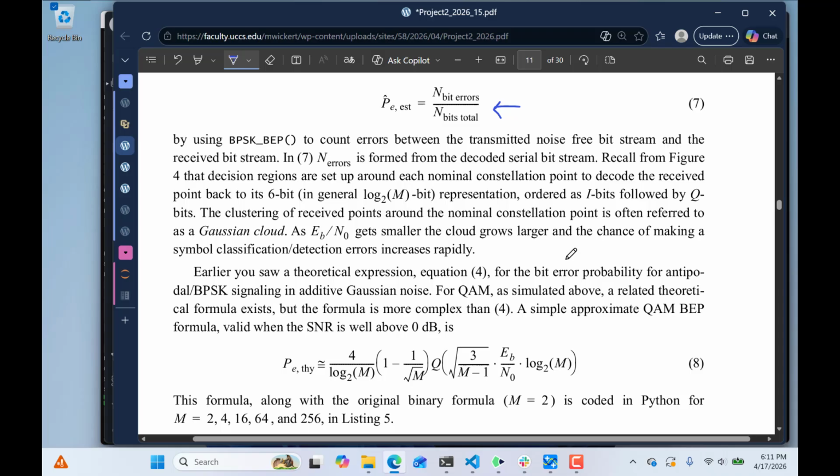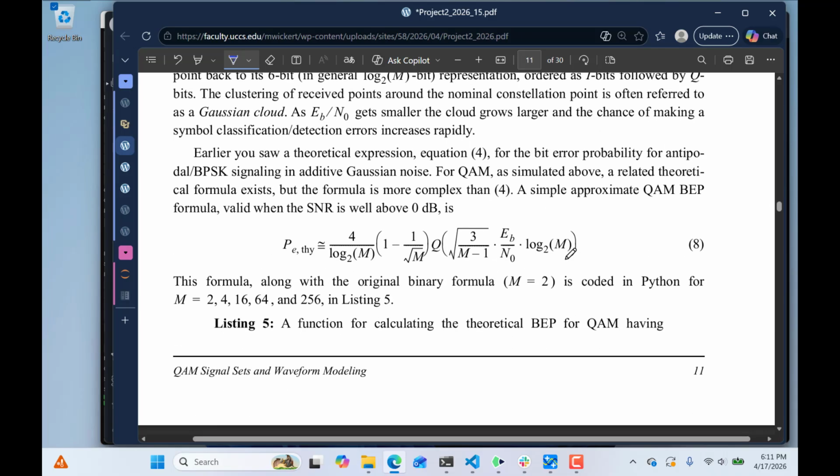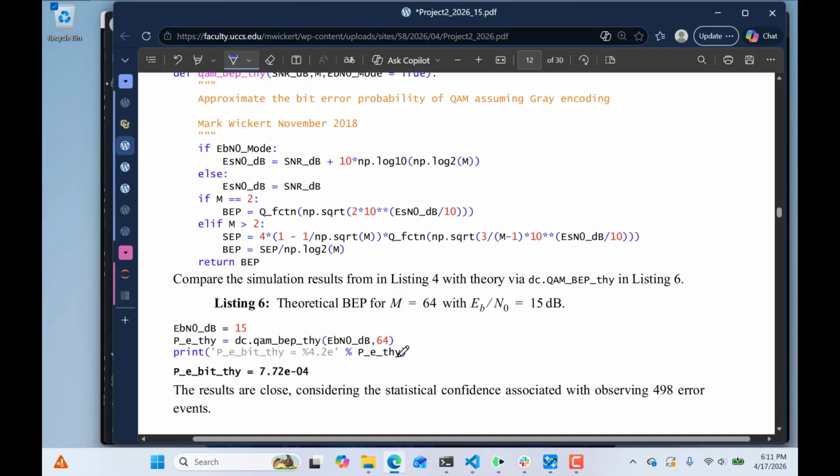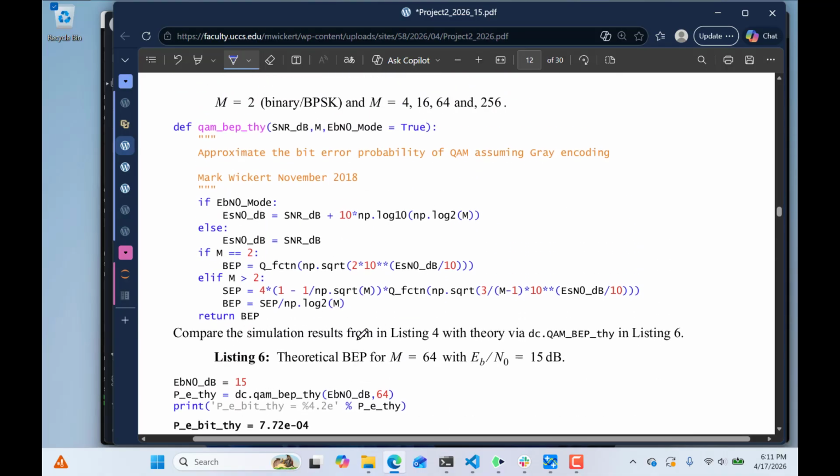You don't have to write that, you just have to drive the functions. This is a theoretical expression that tells you what the probability of error should be. A bunch of assumptions are rolled up inside of this, part of COM2. But here in this example, when I ran it, the theoretical value is 7.72.